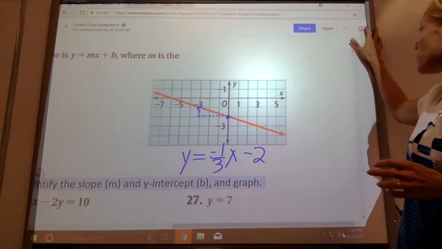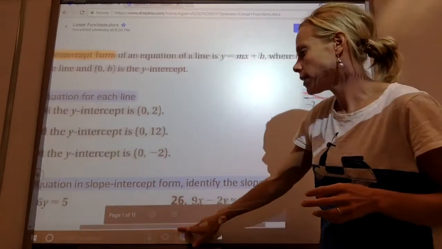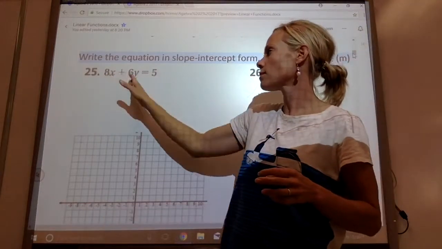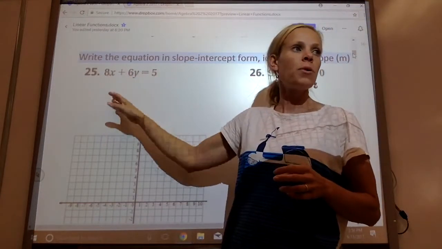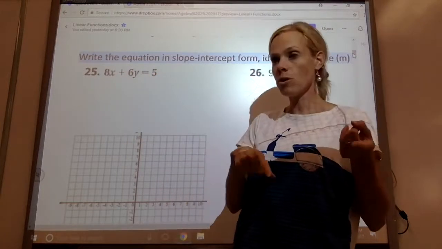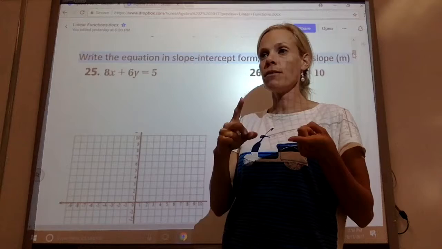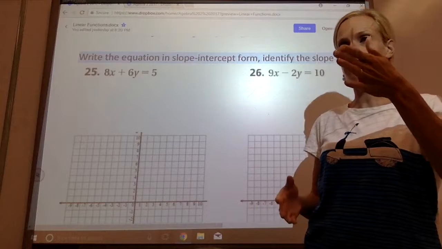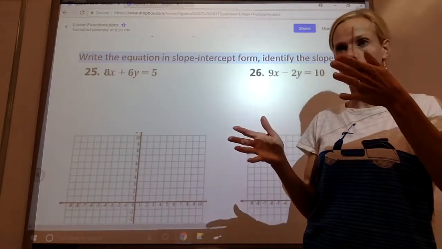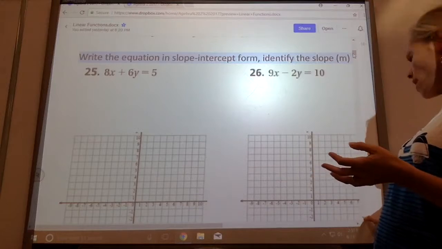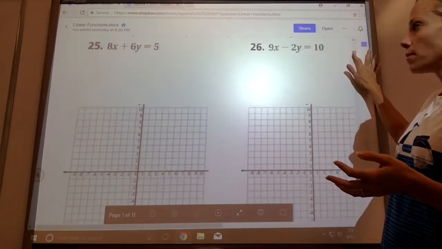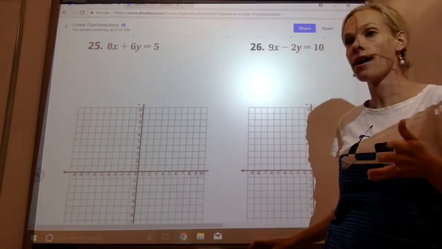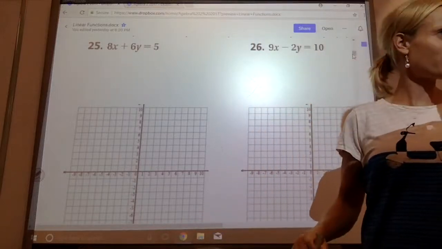Okay, so the last part that I want to do today is if I give you standard form of an equation, and this is what standard form looks like, where you have the x and the y on the same side, put this standard form into slope-intercept form, identify what the slope and y-intercept are, and then graph it. Those three things: slope-intercept form, identify m and b, and then graph it. So I have 2 steps for you, because standard form into slope-intercept form 99.67% of the time follows these 2 steps.